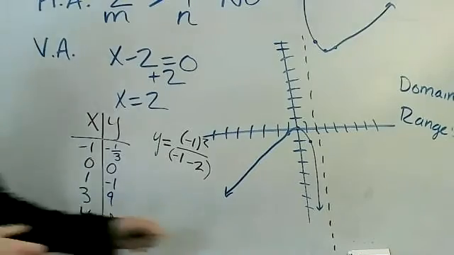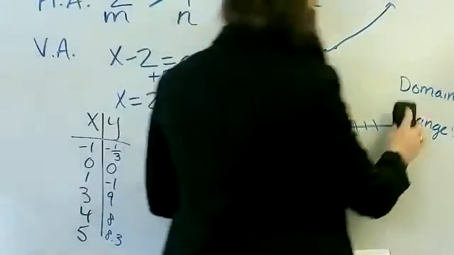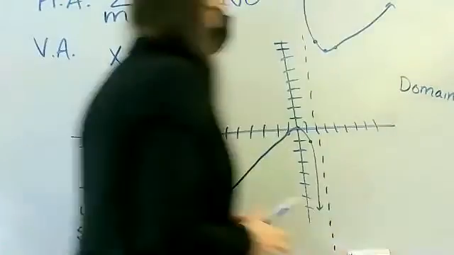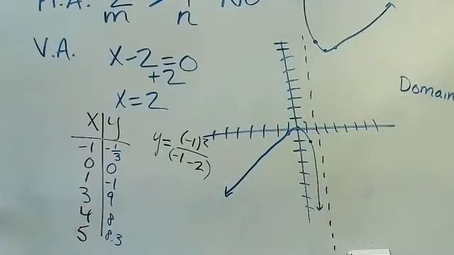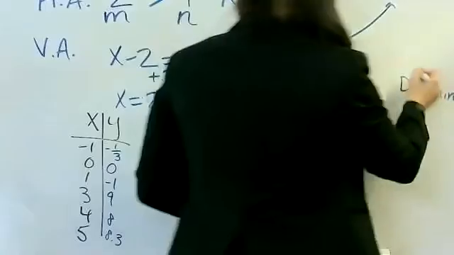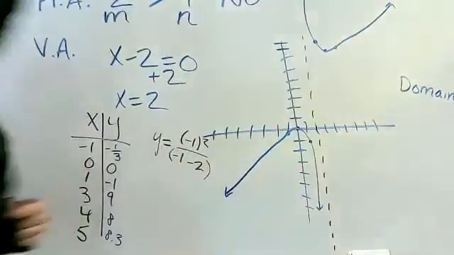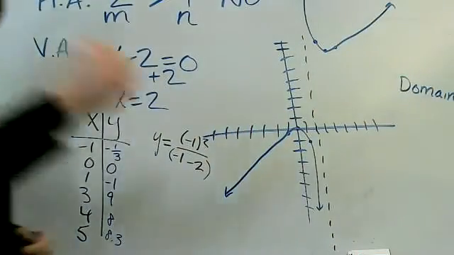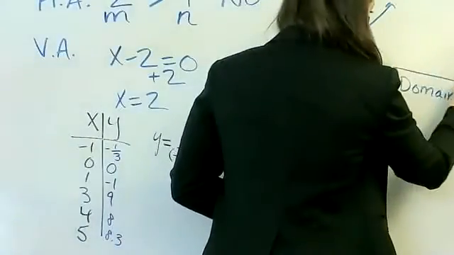I don't want to do range on this one. I only want to make you do domain. I'm going to confuse you if I make you do range on this one, so I only want to make you do domain. What is domain? Is it up and down or left and right? Good. Horizontal.